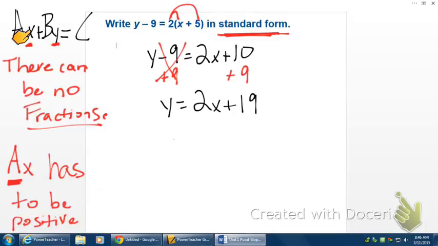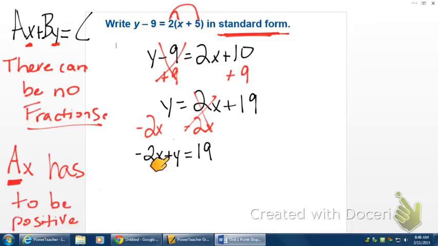remember, standard form, we need x and y on the same side. How do I get this 2x to this other side? Perfect. We need to minus both sides by 2x. Why are we minusing? Because that's a positive. How do we get rid of it on this side and move it over here? You got to subtract with the negative. Good. Okay. So that right side's going to cancel. This left side, we have a negative 2x plus y is equal to 19. So that's standard form.